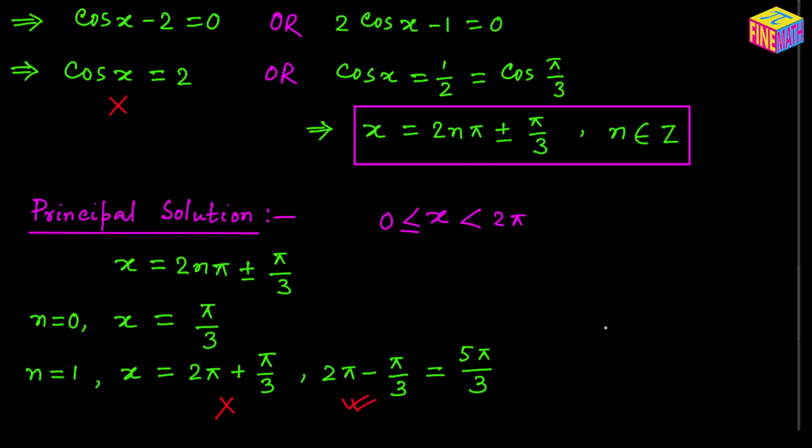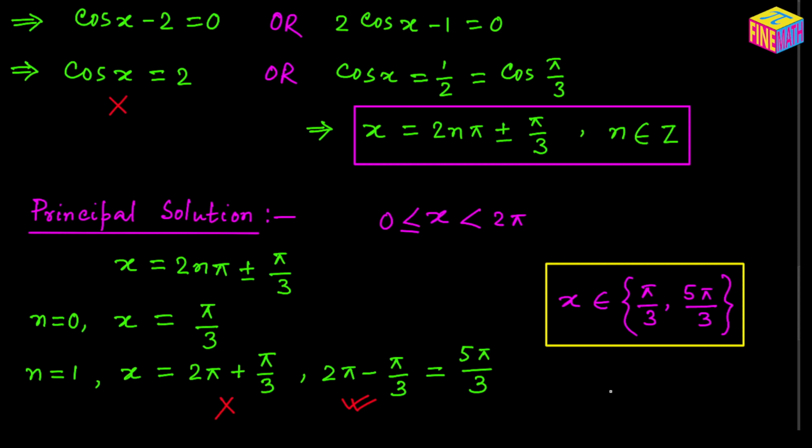So we can say that x belongs to pi over 3 and 5 pi over 3. So we can finally say that x belongs to a set of two values which are pi over 3 and 5 pi over 3, and that is the principal solution. And the general solution, of course, is 2n pi plus or minus pi over 3.